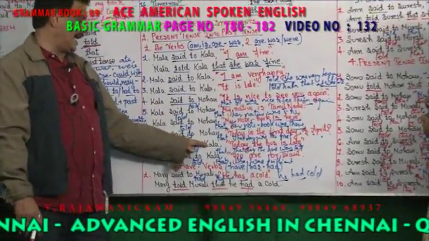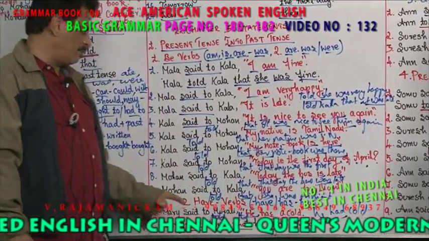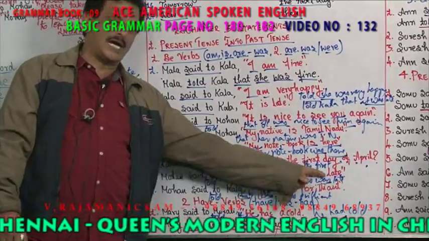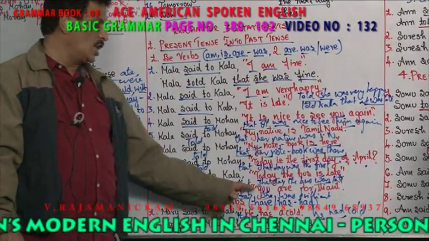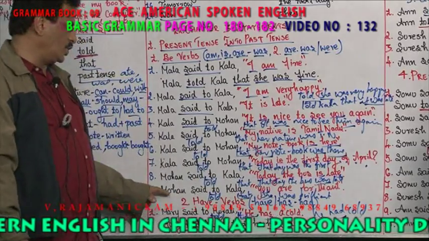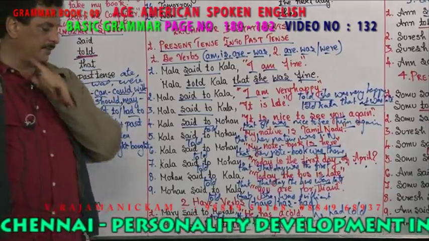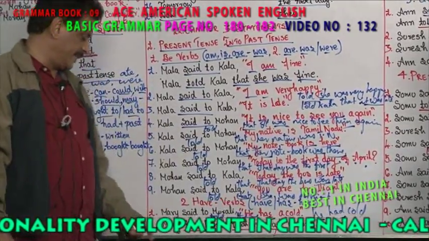Mohan said to Kala, Mohan கலாவிடம் சொல்கிறார், today the bus is late. ஆக Mohan told Kala that day the bus was late. அந்த நாள் பஸ் லேட்டாக வந்தது. Mohan said to Kala, you are brilliant. Mohan told Kala that she was brilliant. You are brilliant என்பது she was brilliant ஆக மாறிவிடுகிறது. Have, has என்பது had ஆக மாறிவிடுகிறது.